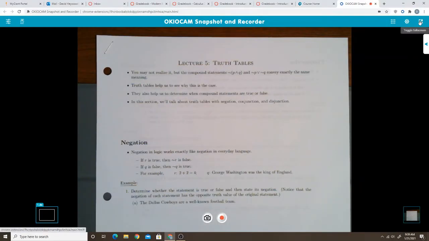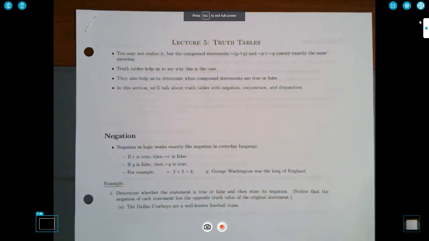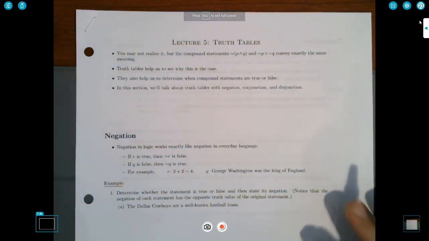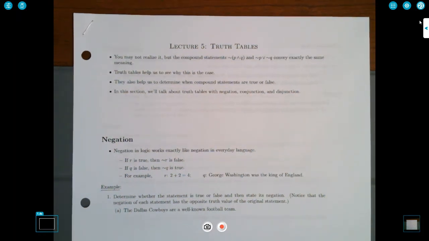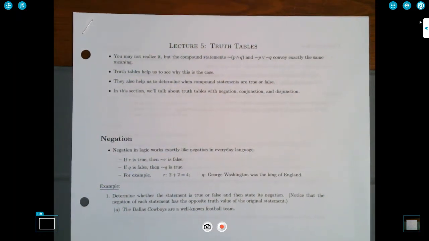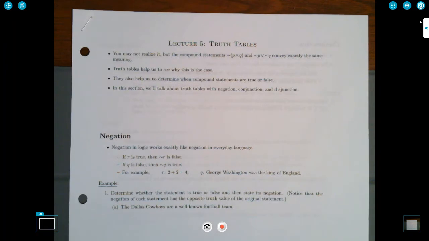Okay, so moving on to lecture 5, we're going to talk a little bit about truth tables. So we're going to continue our discussion of logic and talk about truth tables. In the previous lecture, lecture 4, we talked about statements, connectives, and quantifiers. So we talked about what a statement is. Remember, in logic anyway, a statement is a declarative sentence that is either true or false.